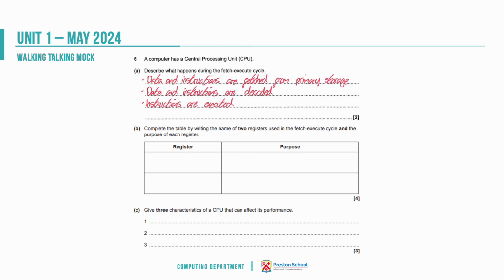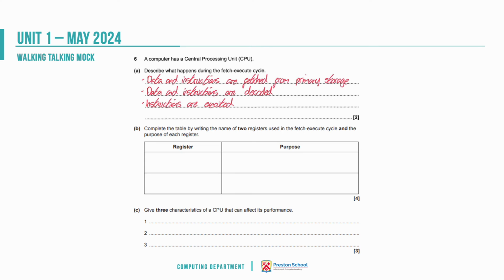Data and instructions are decoded. You might talk about the fact that happens in the control unit. And instructions are then executed. And normally that execution will be the arithmetic and logic unit if there's maths involved. There's only 2 marks there, so you only need 2 of those 3, but it made sense to give all 3 of the prime answers for that question.